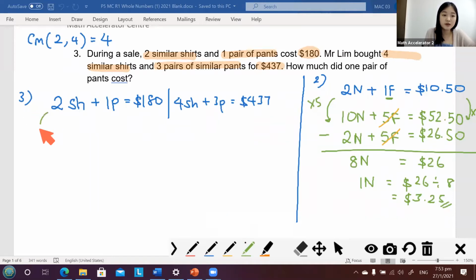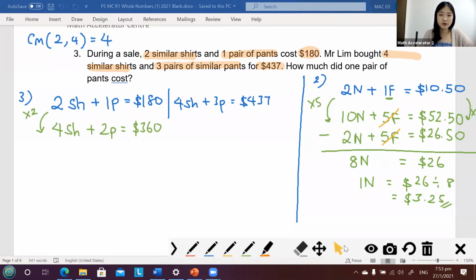So let's make these 2 shirts into 4 shirts as well. Multiply by 2. Yes, 2 times 2. So you times 2 here. The entire equation must times 2. Don't just times 2 here, you must times 2 throughout. It's a set. So this will get us 2P, then 180 times 2. Use your calculator, calculate. 360.